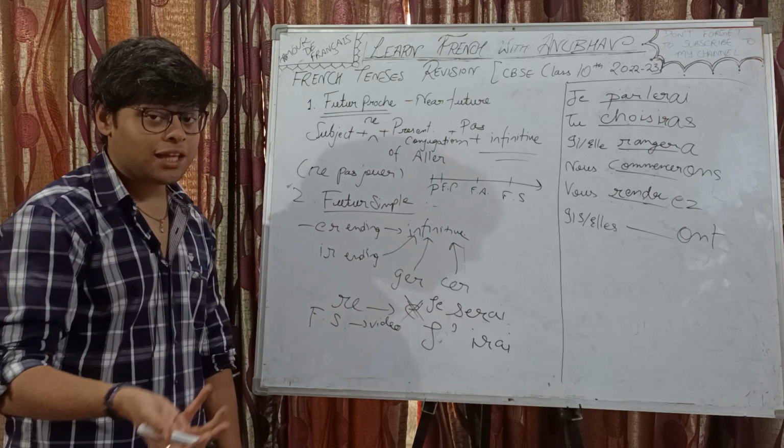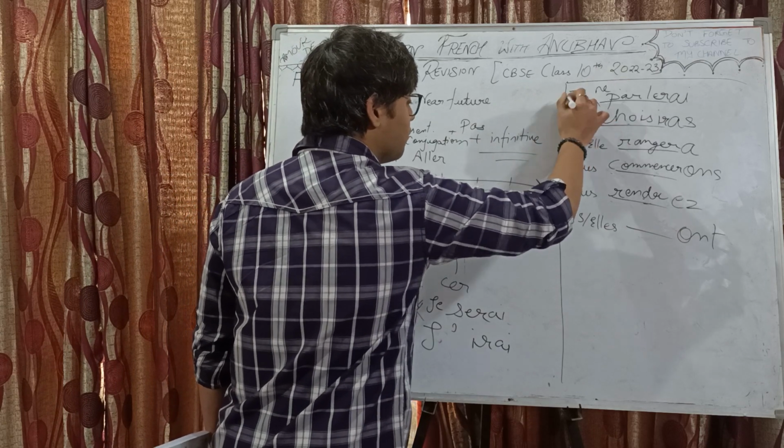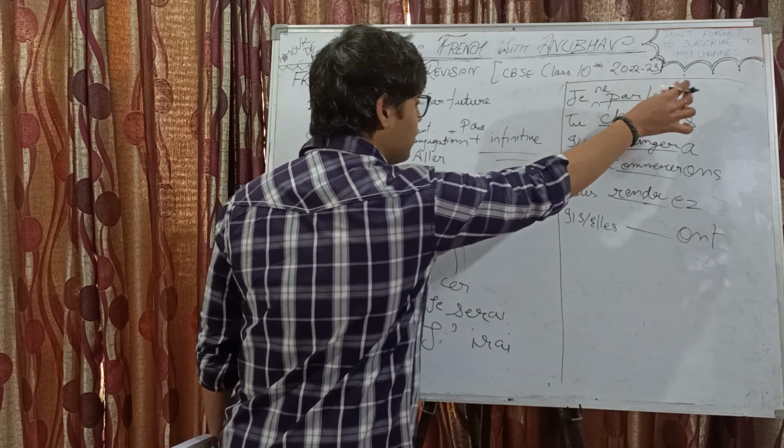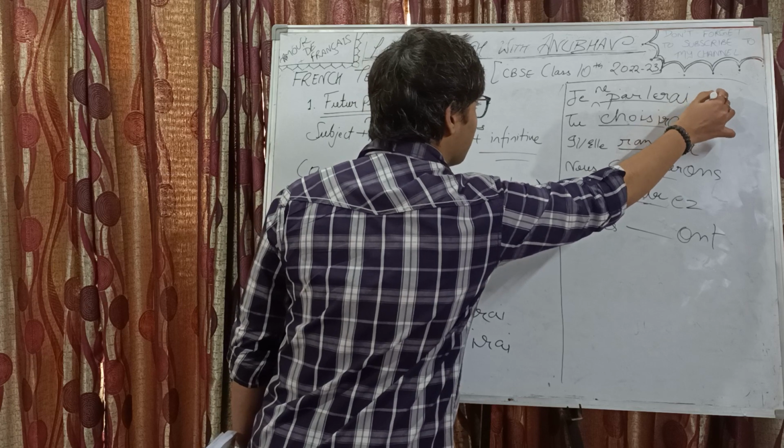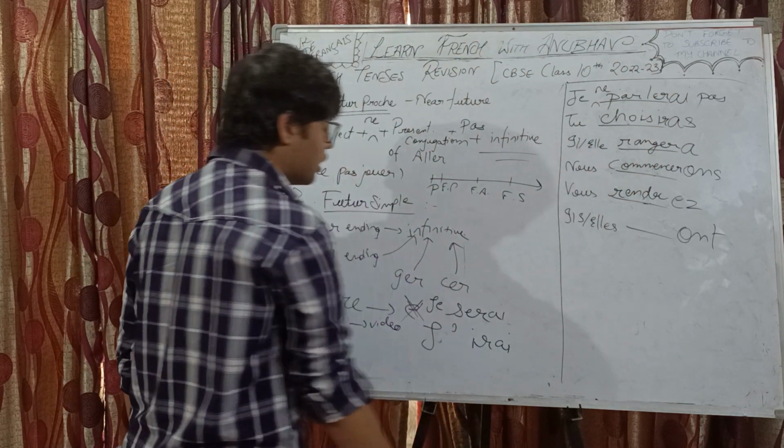And if it's in the negative, then how? Very easy. The subject pronoun, then ne, then the verb, then pas. So that's how you'll be doing the negation.